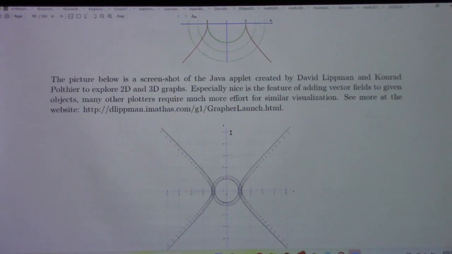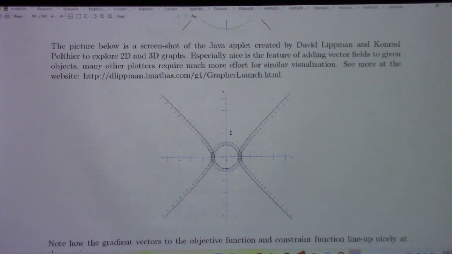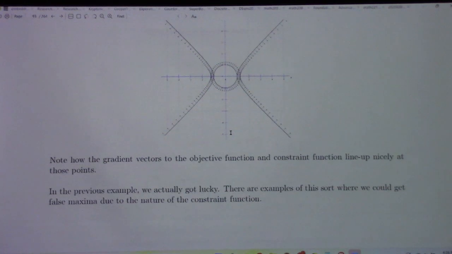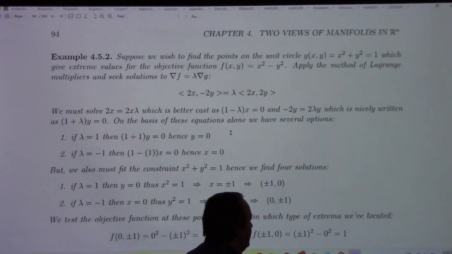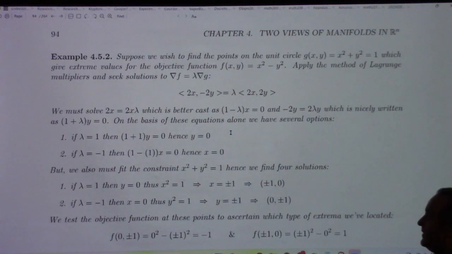Oh, here are pictures of the gradients. How about this? Here's a different one. Well, I'm going to leave that question there. We're going to come back to it.